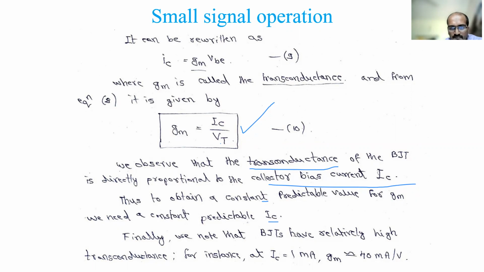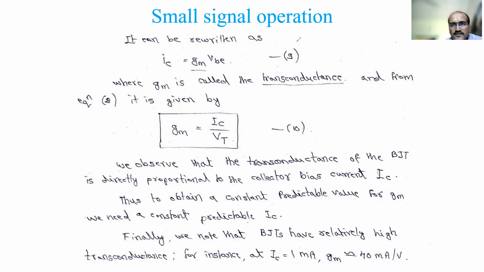Finally, we note that BJTs have relatively high transconductance values. For example, if the IC value is 1 milliamp, then you will get a transconductance value of approximately 40 milliamps per volt. How do you calculate that? IC is 1 milliamp and VT is substituted as approximately 26 millivolt, the thermal voltage at a room temperature of 27 degrees. I will show you that in an example. It will come around 38 point something, and we approximate it as 40. So that is the discussion about collector current and transconductance.